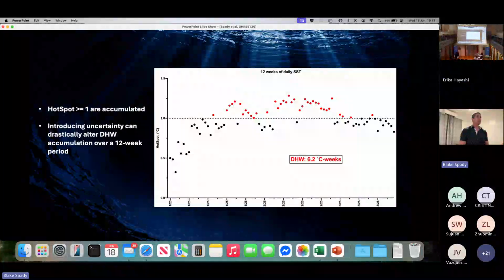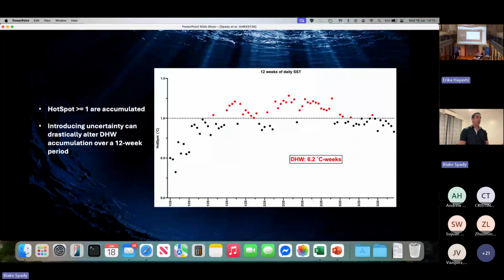All of those other pixels, some of which are pretty much right on that line, just slightly below it, are ignored by the algorithm. But are those heat stress temperatures ignored by the coral itself? In many cases, likely not.